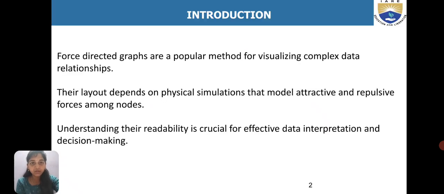Coming to the introduction, force directed graphs are a popular method for visualizing complex data relationships. Their layout depends on physical simulations that model attractive and repulsive forces among nodes. Understanding their readability is crucial for effective data interpretation and decision making.